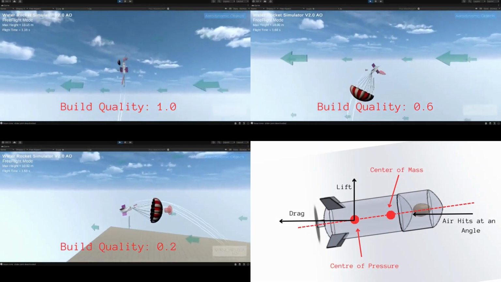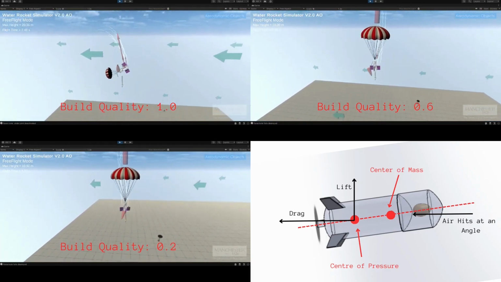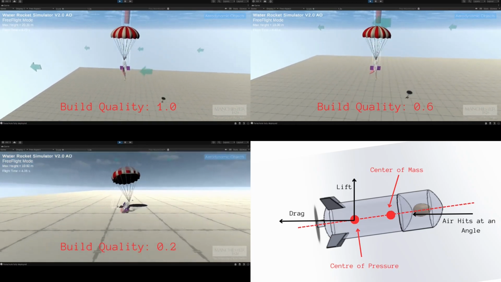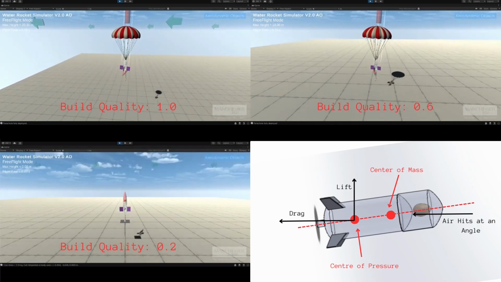One such factor is the build quality. If the rocket is not symmetrical, this will shift the centre of mass and can cause the rocket to go sideways. We can see how a lower build quality means the rocket is more likely to go sideways during boost phase.